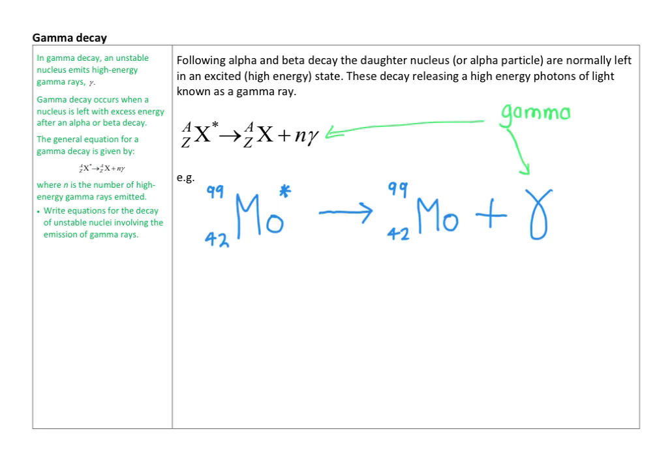So that's it for the various types of decay. In the second part of this topic, we're just going to look at some of the properties of these alpha and beta plus and beta minus and gamma radioactive emissions. So, yep, that will be in the next video. Cheers.